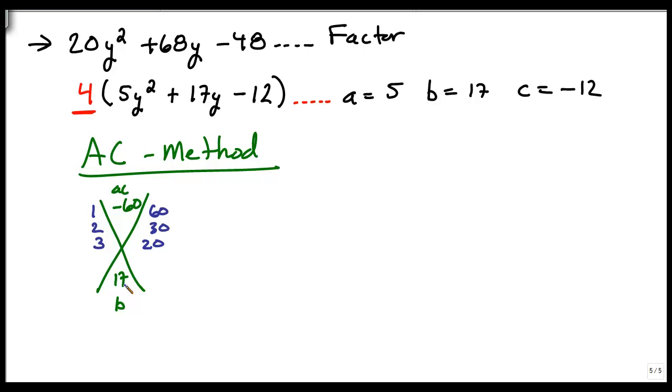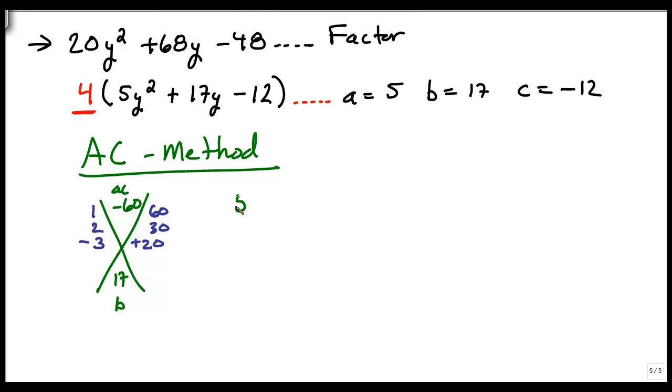So let's see if I can make my signs work here. If I make this a plus 20 and a minus 3, negative 3 times 20 is negative 60. Negative 3 plus 20 is 17. So that's what I want to do: I want to take this 5y squared plus 17y minus 12, and I want to rewrite that.